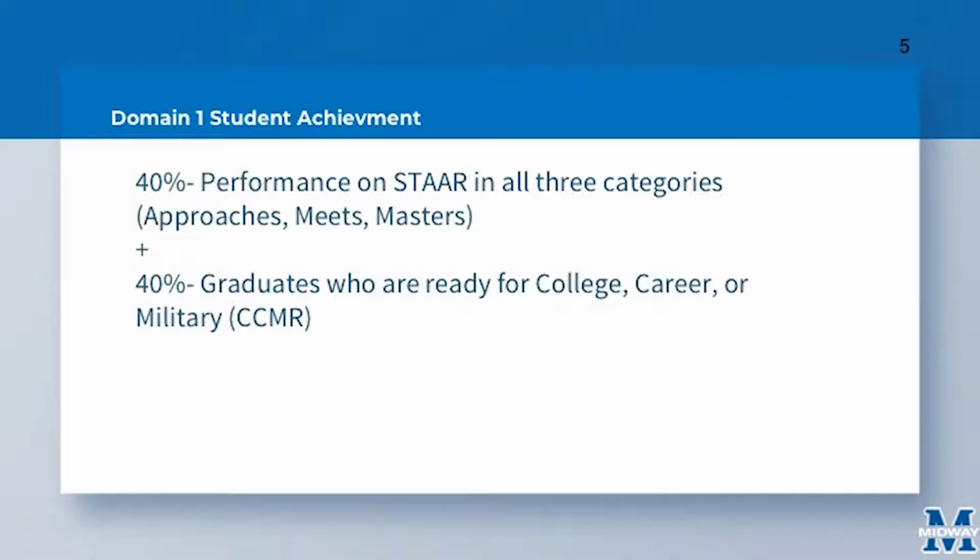The next component measures the number of graduates who are college, career, or military ready based on several different indicators provided by the Texas Education Agency. This component also accounts for 40% of the student achievement domain. Back to Karen for the math.